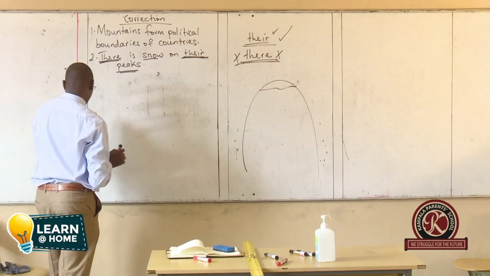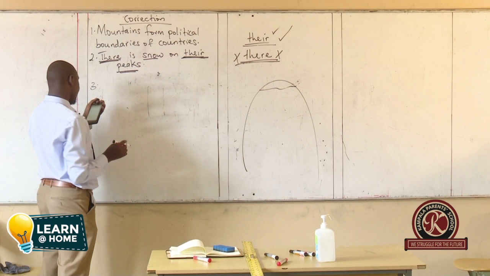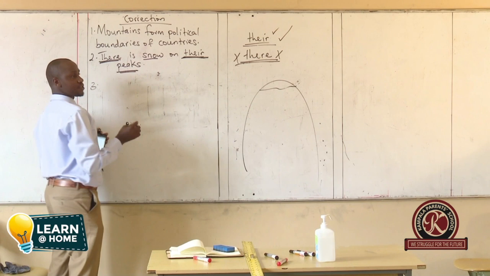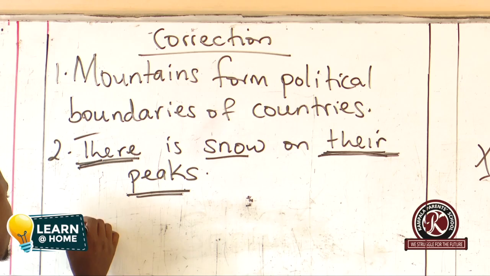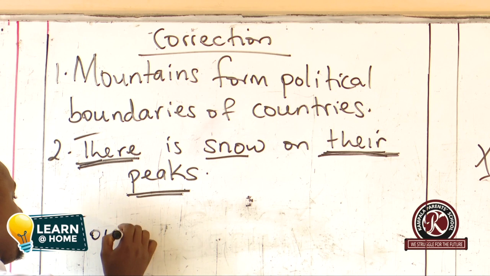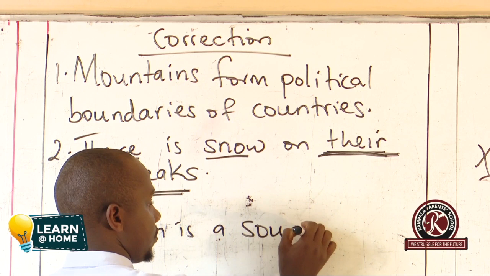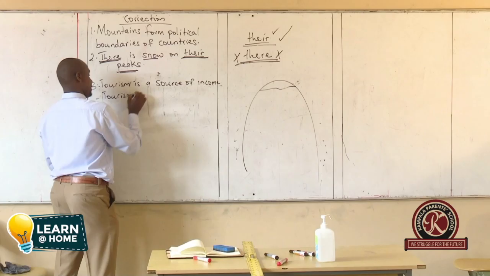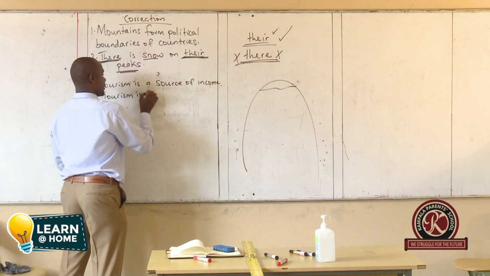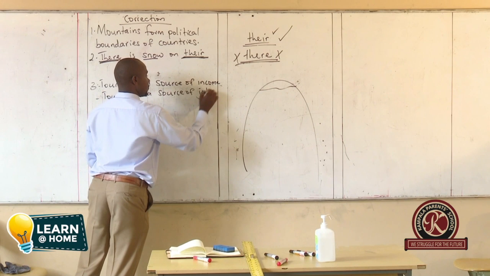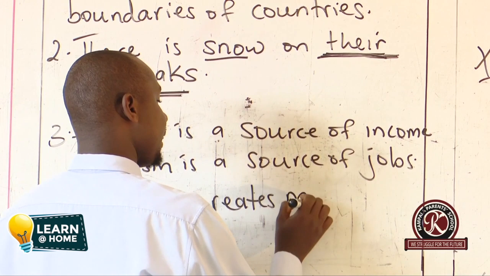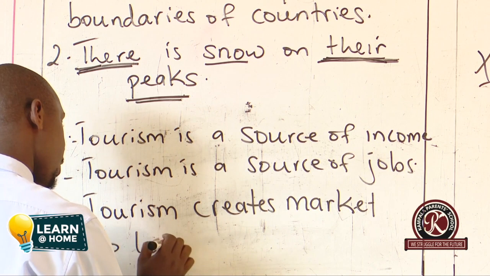We are coming to number three. Mention any one way tourism promotes economic development of countries. We are saying tourism is a source of income. Tourism is a source of jobs to the people. Then tourism creates a market for local goods. I'm explaining now.